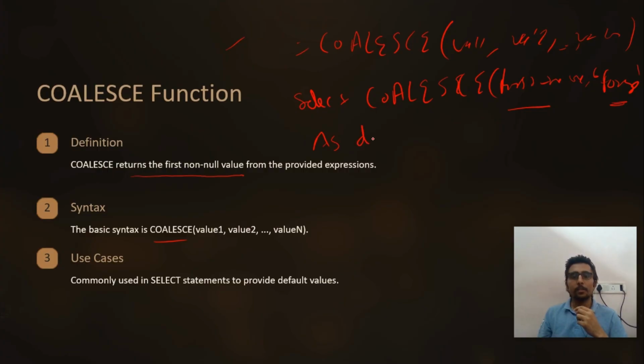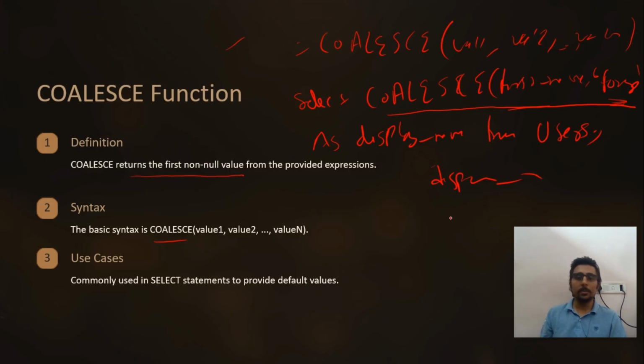Let's say display_name is the alias we give it as the column name, and then FROM, let's say the table name is users. So what this will do is replace the first name with Forge wherever the value is null, and the column name will be display_name. So in the rows where the first name is null, it will show Forge, right?